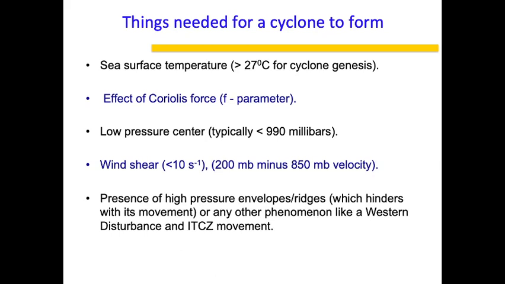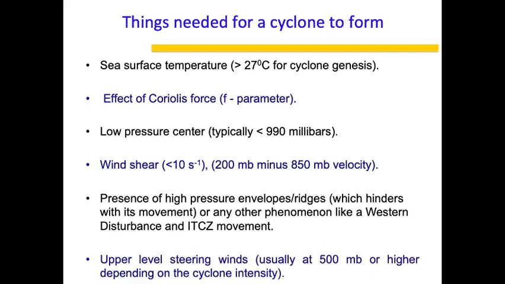And then there is the presence of high pressure envelopes or ridges, which act as a hindrance for the movement. It will not allow the cyclone to penetrate it, so the cyclone will just move along the lines of the ridges. Or any other phenomenon like western disturbance and ITCZ movement will not allow the cyclone to move away from its track. So the ridges will basically govern how the cyclone moves, of course along with the Coriolis force, because the Coriolis force can deflect it to the right.